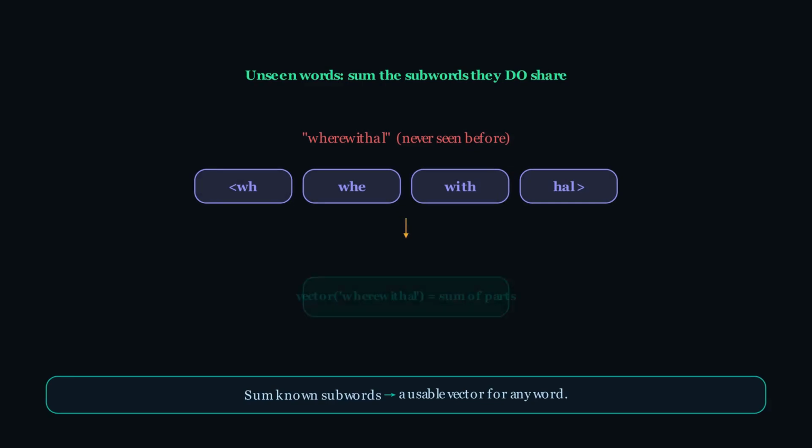Now, even a completely unseen word like wherewithal can be embedded. We simply sum the vectors of the subwords it shares with words we've seen. This is why FastText handles typos, rare words, and rich morphology so well.